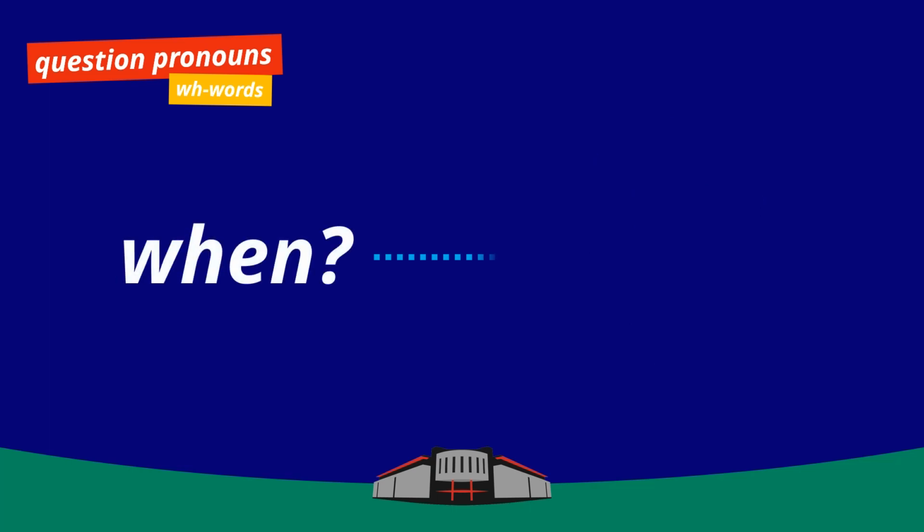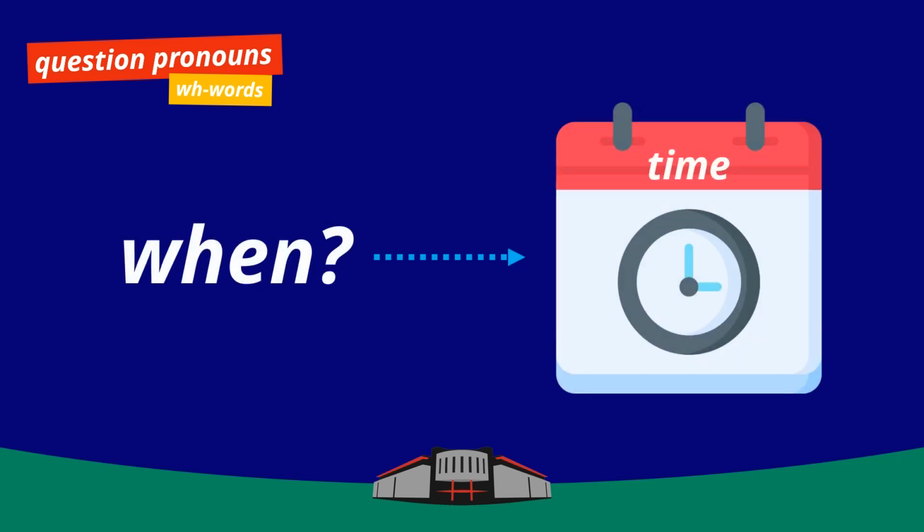Then we have the next one, which is when. You use when you want to ask questions about the time. For example, when is our next holiday? Or, when can I call you?